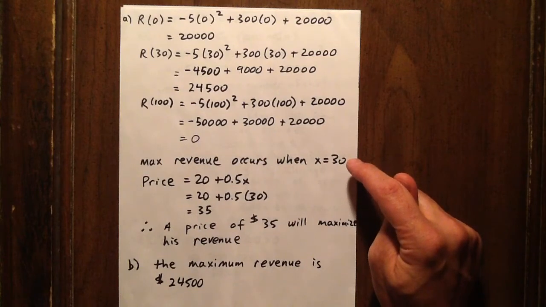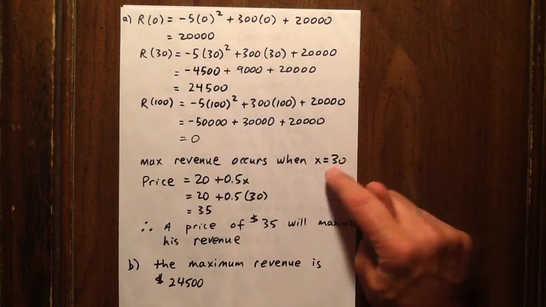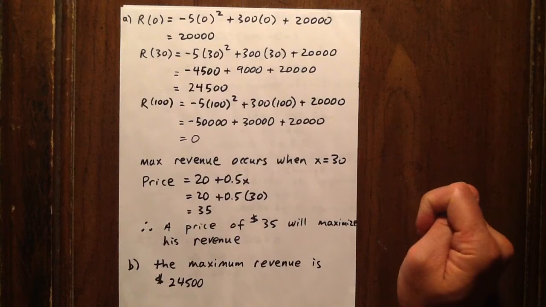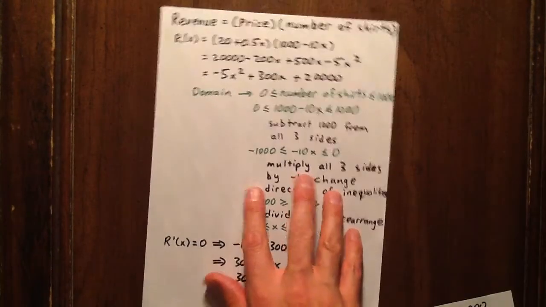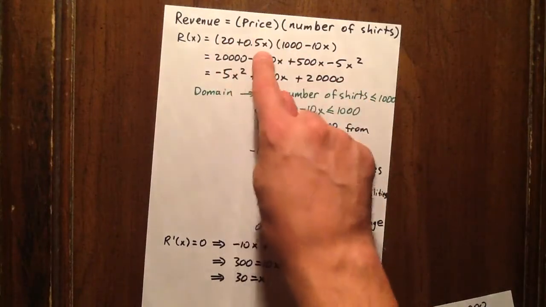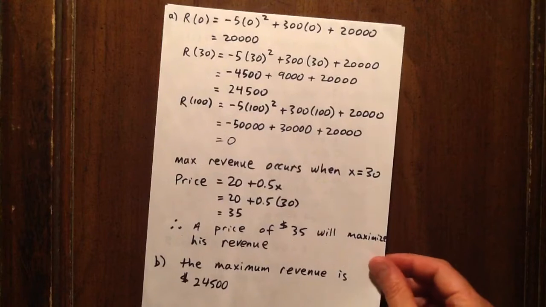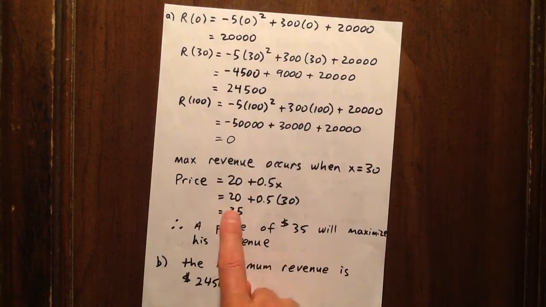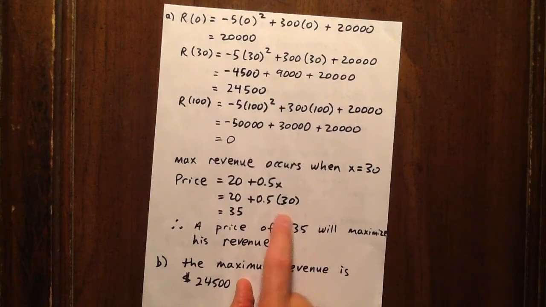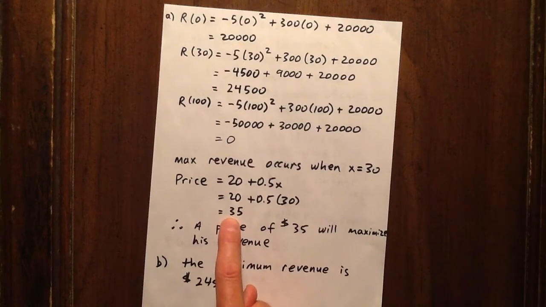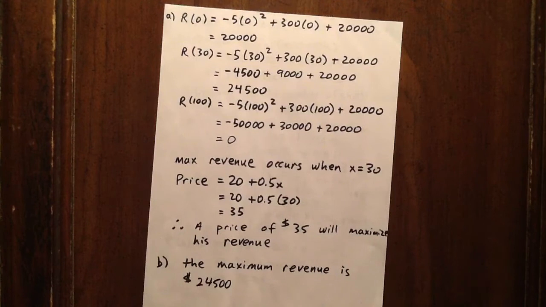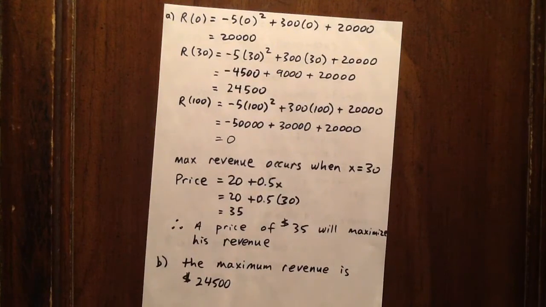So what does that mean the price is? Well, sometimes people make the mistake of assuming that x is the price. But remember, earlier in the question, we said that the price was 20 plus 0.5x. So we've just figured out that the x value is 30, so the price is 20 plus 0.5 times 30, which is equal to 35. So a price of $35 will maximize Cornelius's revenue, and the maximum revenue itself is $24,500.